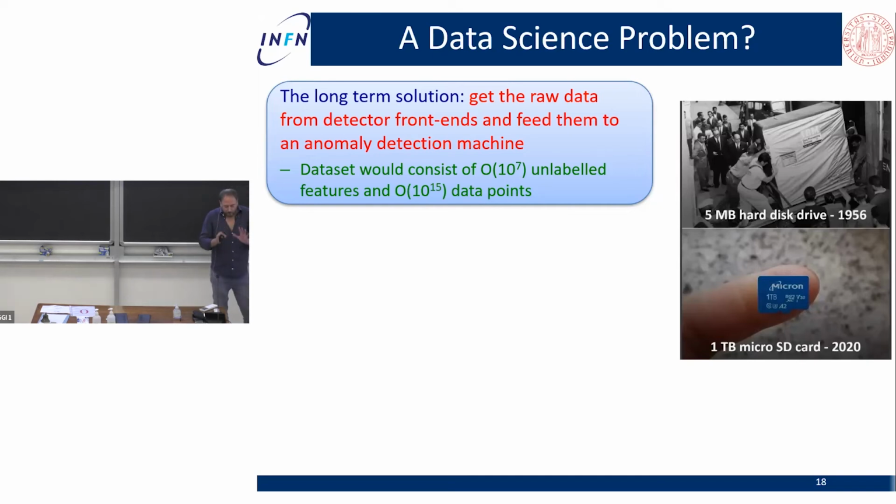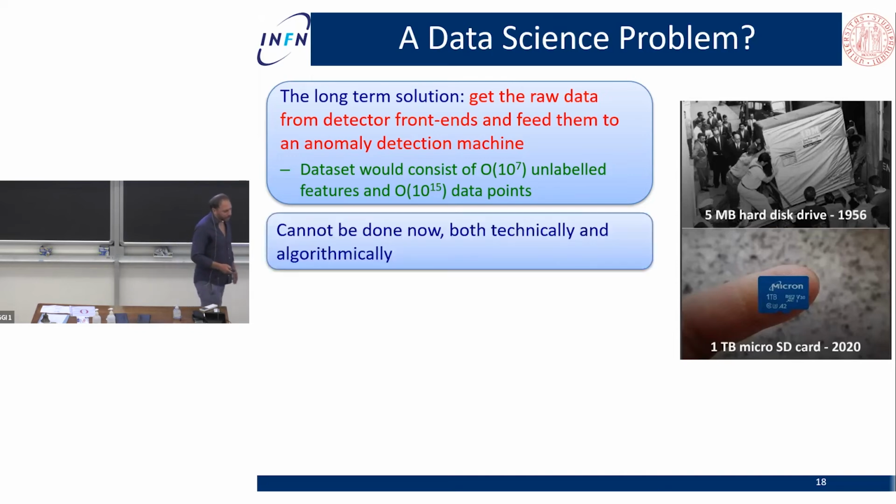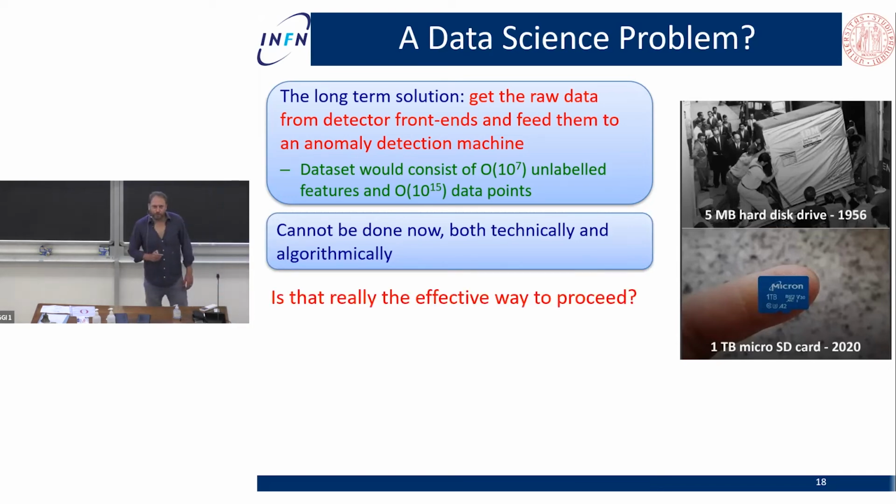To state the problem, it would be dealing with a data set consisting of 10 to the 6, 10 to the 7 features, unlabeled, for 10 to the 15 data points. That would be the data science problem. Of course, at the moment that cannot be done, neither technically nor algorithmically. But is that really the way we want to proceed?